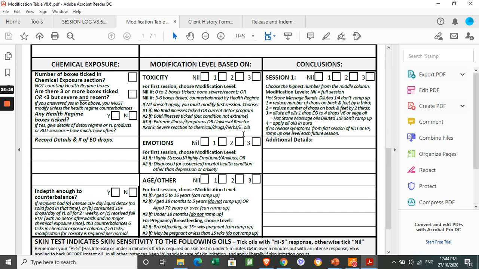Okay, so in this situation, we said that they were highly stressed and also on antidepressants and also had bipolar. So in that situation, we would tick a level 2. Okay, and I will go into our levels and sessions over here in just a minute. But what we're saying is we are pulling back. We are using 2/3 less than what we would normally use on our client to ensure that they have a beautiful and uplifting experience. All right.